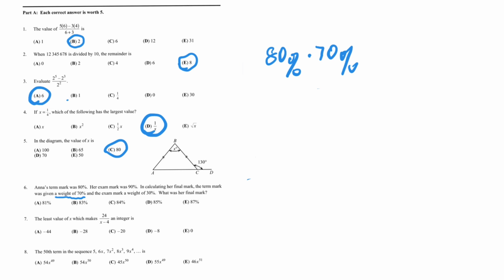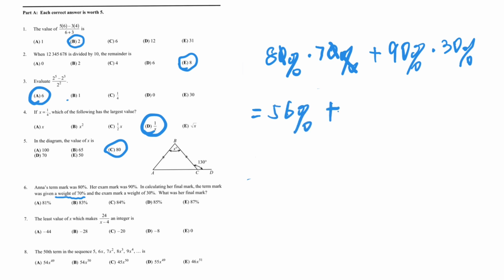Her exam mark was 90%. The weight of the exam mark is 30%. So 30% of 90 is the contribution to the final mark. The 100 cancels with the 20, giving 56%, plus the 100 cancels with the 20, giving 27%. Add them together, that's 83%. So for number 6, the answer is B.